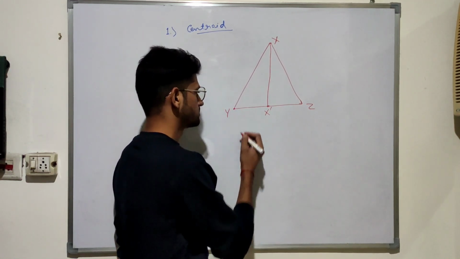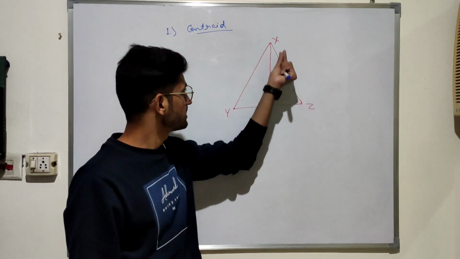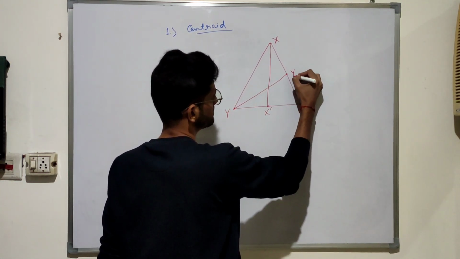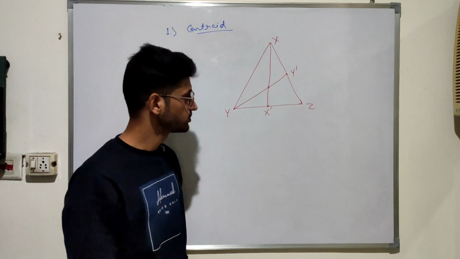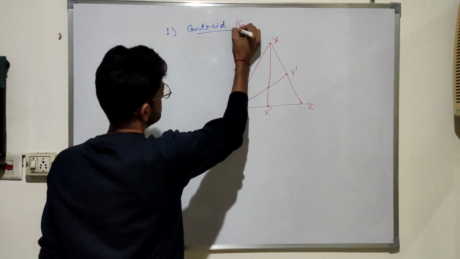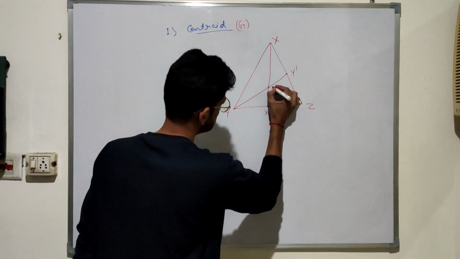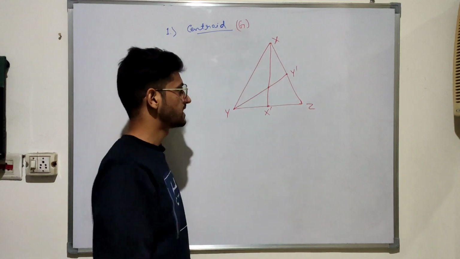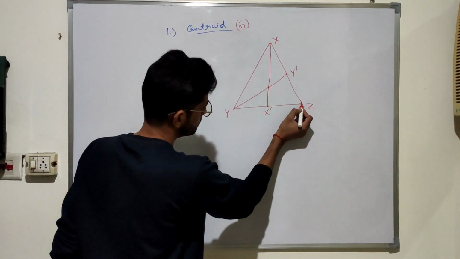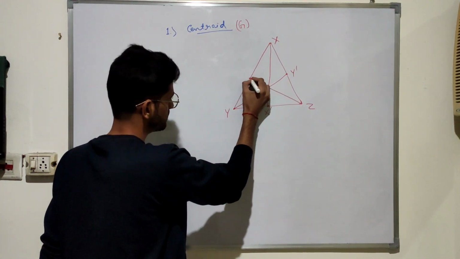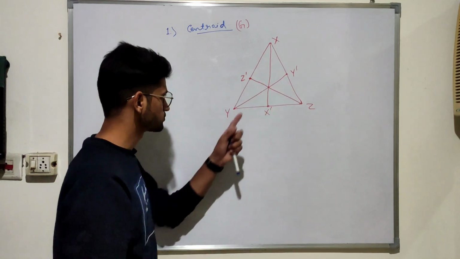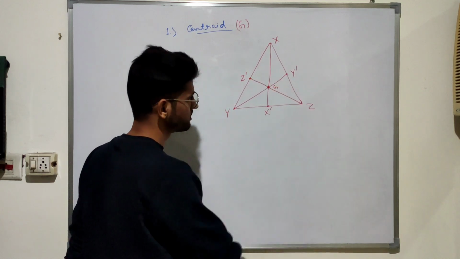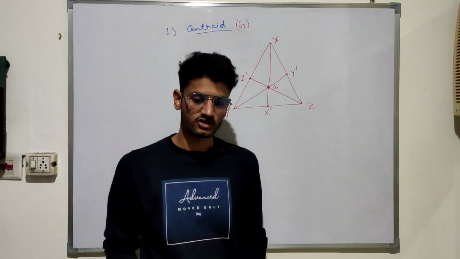Similarly, when we draw a line segment from Y to the midpoint of side length XZ, let's say this midpoint is Y dash, then this intersection point is going to be known as the centroid. The short form of centroid is G, so this point is going to be known as G. Similarly, when we draw a median from point Z to side length XY, it will also pass through the same point, and this point is going to be known as Z dash, which is also the midpoint of XY. So this point of intersection is known as the centroid. Here G is the centroid basically.